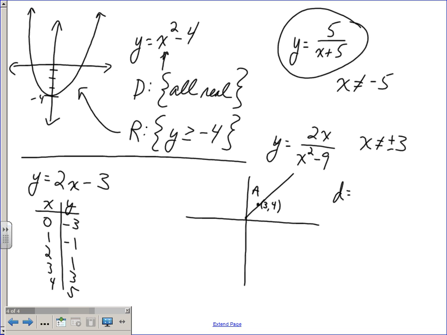Distance equals square root of x2 minus x1 squared plus y2 minus y1 squared. I have 2 points here. I have 3, 4, and I have 0, 0. I have the origin. What is the distance between those 2 points? What is the distance from here to here? And we're going to call that R. Okay, does that make sense?